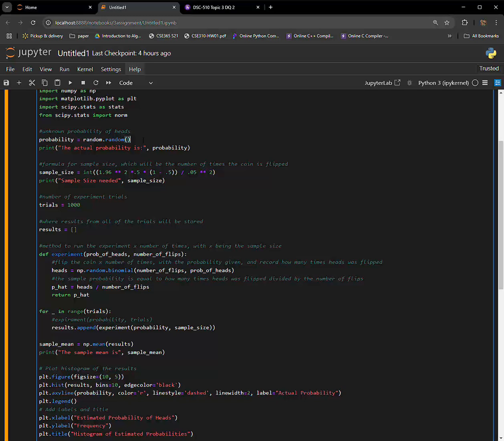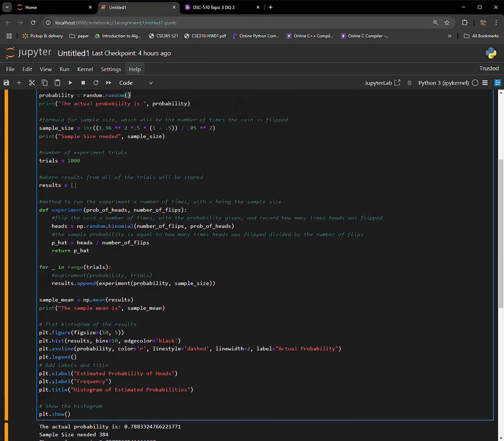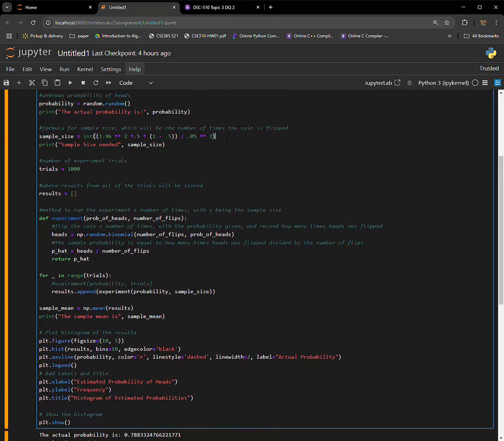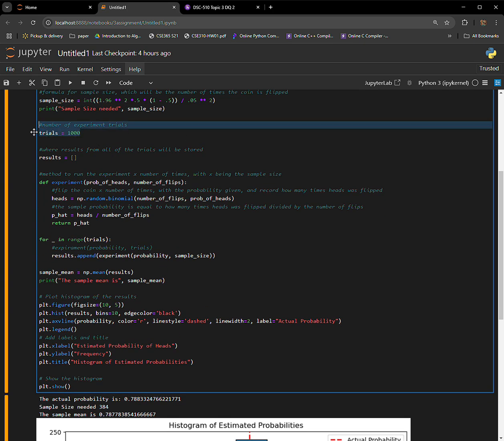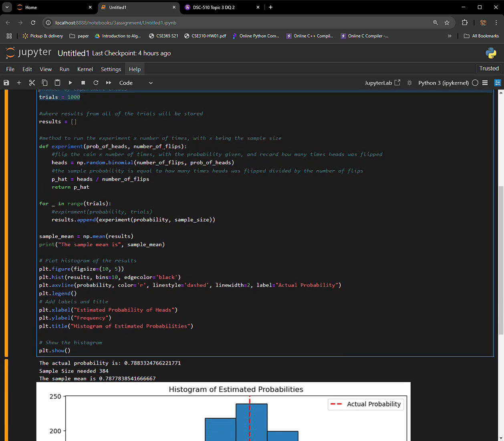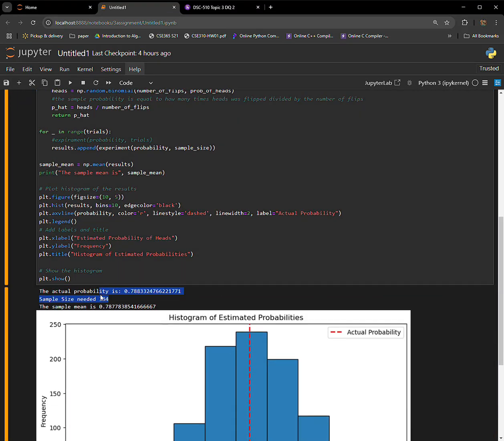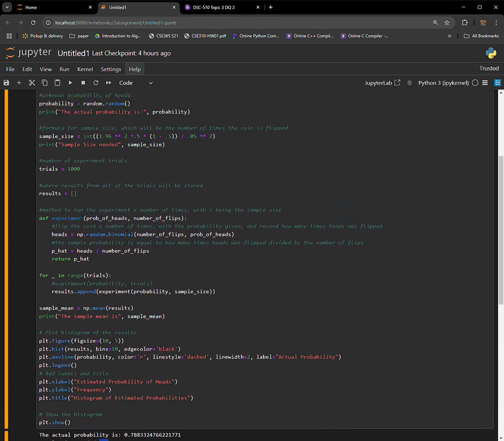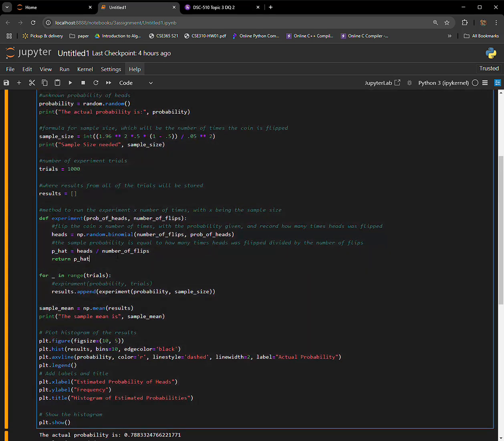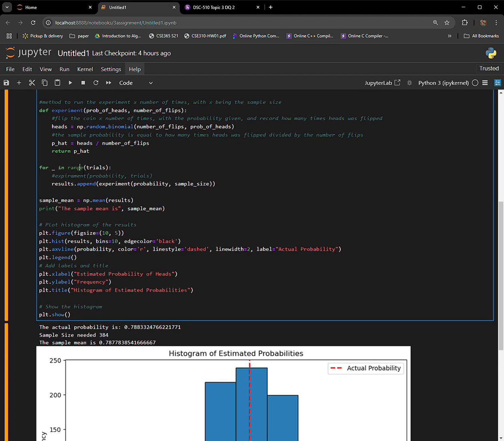And then I did a random number, and then I did that formula for the sample size here. And then I conduct the experiment 1,000 times, and here's the function that I use to conduct the experiment. So since my sample size was 384, that was the calculated amount. This function conducts the experiment 384 times, and then I did that 1,000 times for each trial. I mean, for the total number of trials I wanted to do.